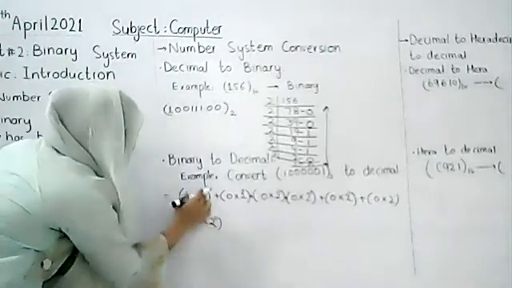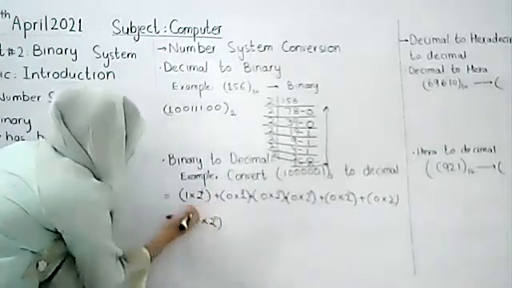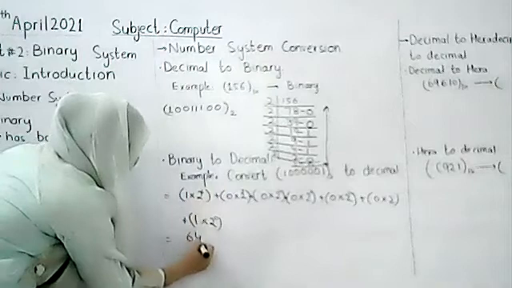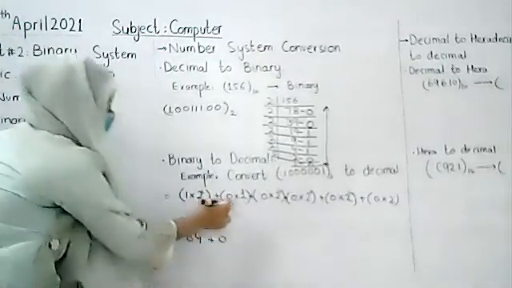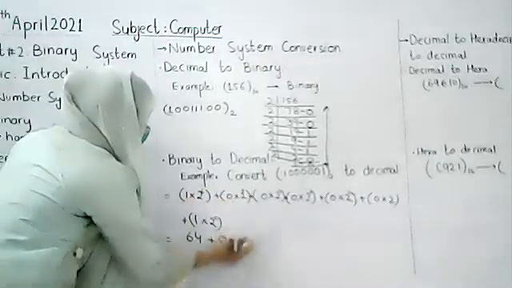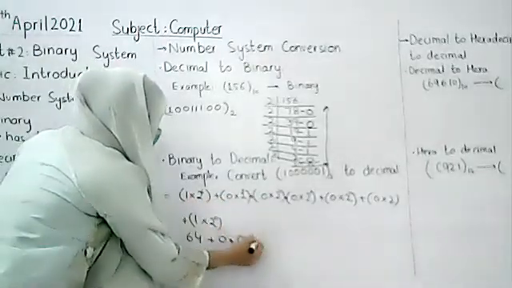So 2 power 6 is equal to 64. 64 multiply 1 is equal to 64, plus it will be 0 because it is multiplying with 0. It will always be 0.